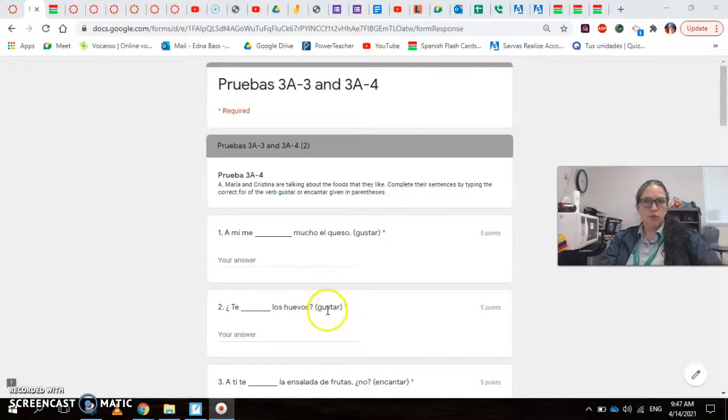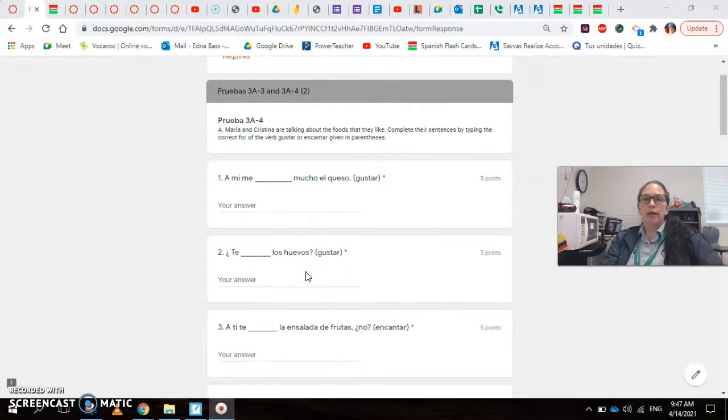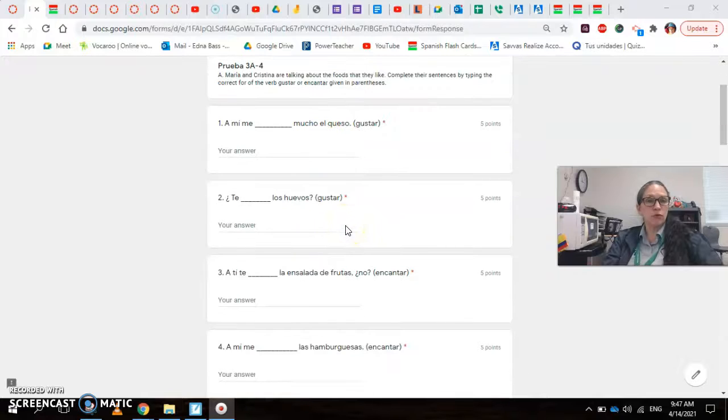For the quiz 4, that is the second section of this form, you are going to use gustar and encantar. So I give you the verb here, and you are going to put any of the forms that we learn. Gusta, gustan, encanta, or encantan accordingly. So you need to remember what you learn about those forms, and then put the corresponding one here.